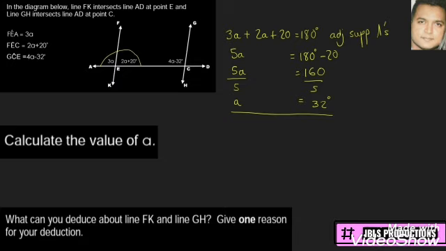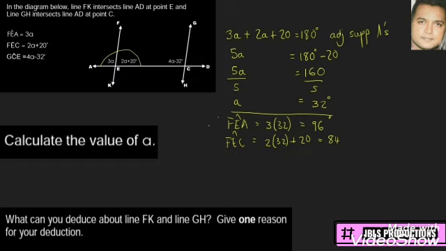So if you are asked at a later stage, you will say, therefore, FEA is equal to 3 times 32, and that will give me 96 degrees. And then you are given FEC, which is 2 times 32 plus 20. That will be 64 plus 20 is 84.